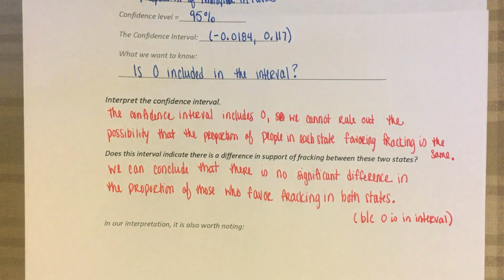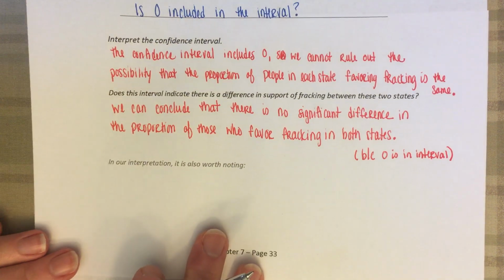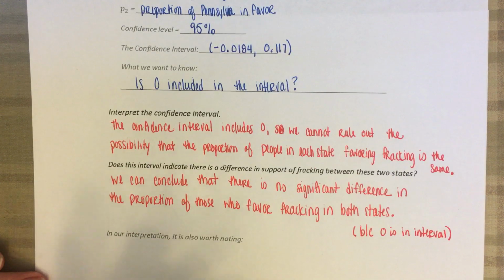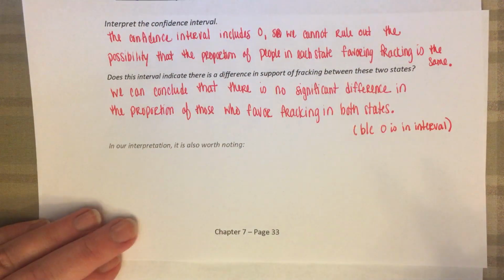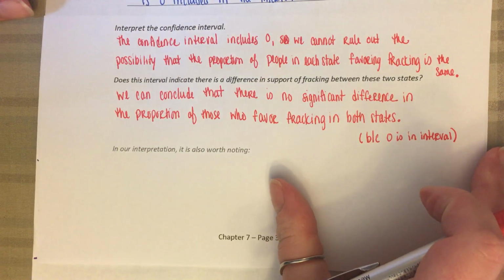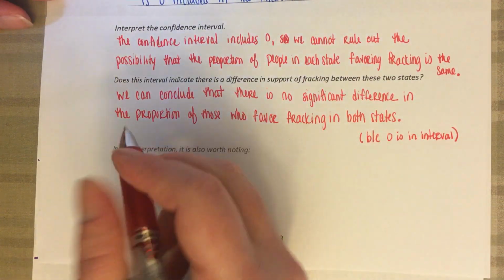So our first sentence is just a kind of blanket interpretation of our confidence interval. And then the second question asks specifically, is there a difference? And we cannot conclude that there is a difference because 0 is inside our interval. In our interpretation, it's also worth noting, we're going to talk a little bit about these actual two different values that we have here. So we're going to have a couple of statements down here at the bottom.